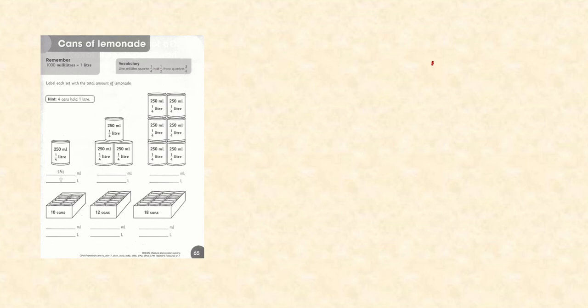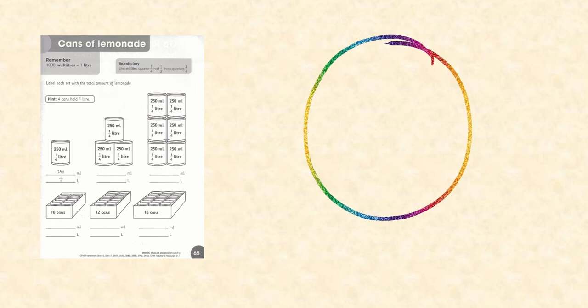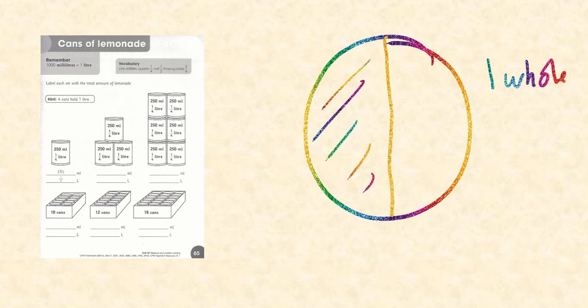I'm going to draw, as usual, our pizza. Okay, this is one whole, correct? This is one whole, one pizza, right? One whole pizza. Now, if I cut it into half, then I have half, right? Okay, good.